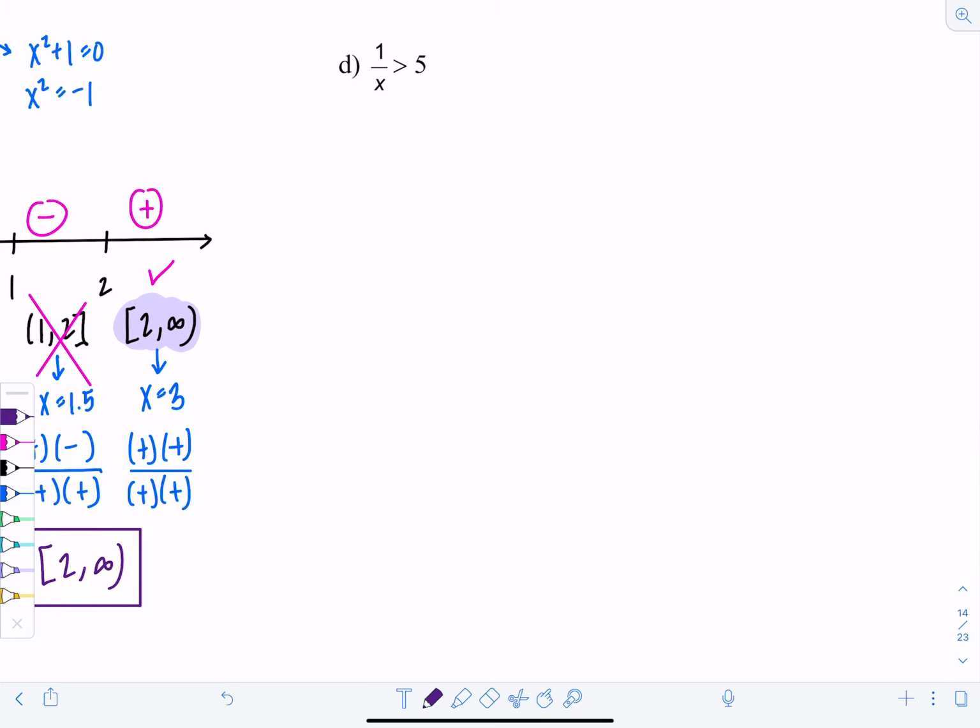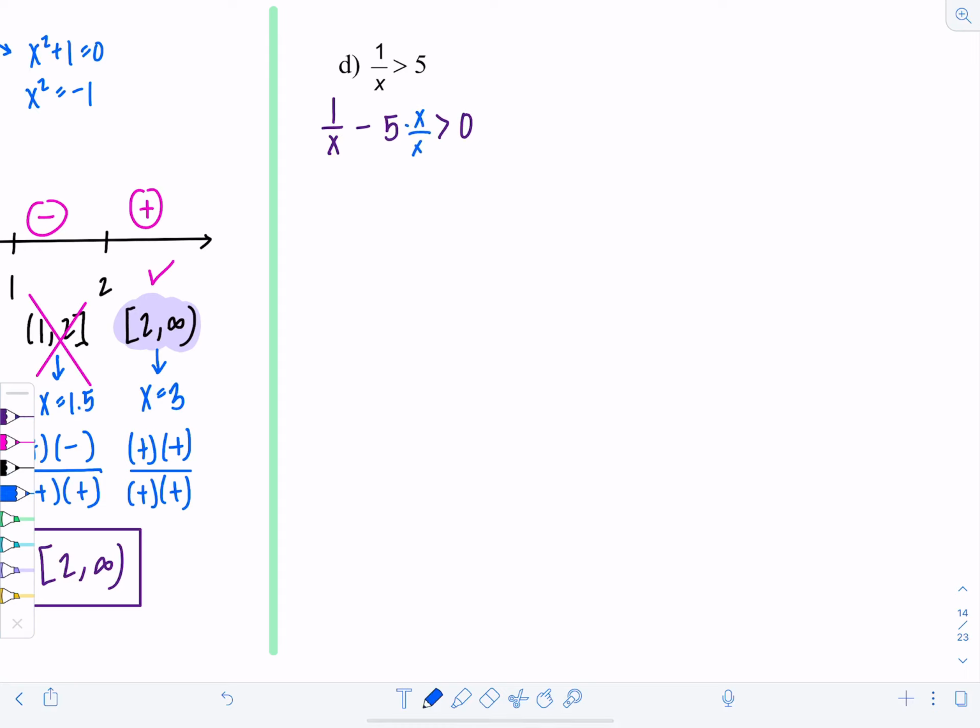Here we go, last one. 1 over x is greater than 5. So remember, we need a 0 on one side of the inequality. So I'm going to subtract that 5 over. So 1 over x minus 5 is greater than 0. And then remember, we need a common denominator. So now I have 1 minus 5x over x is greater than 0. So let's list the zeros from the numerator and denominator on the number line.